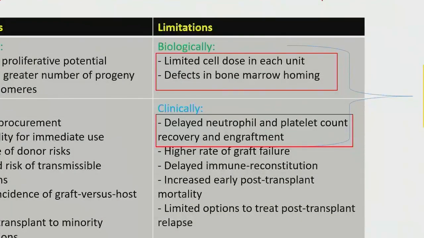So if you think about it, by culturing the cells in our matrix, we can address the limitation in terms of cell dose, we can address homing, as well as we can address platelet engraftment.